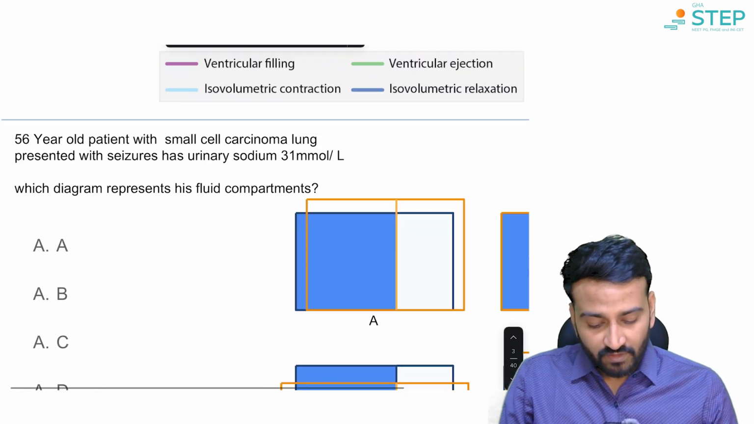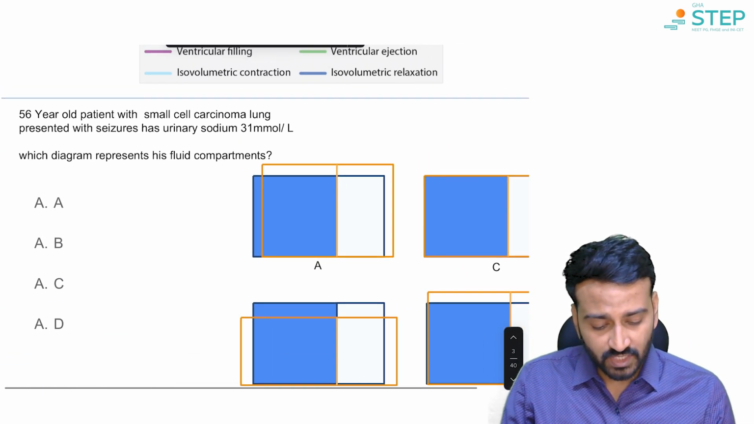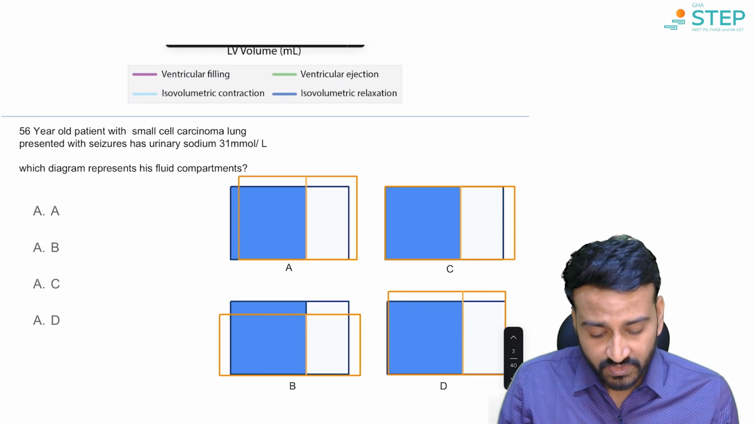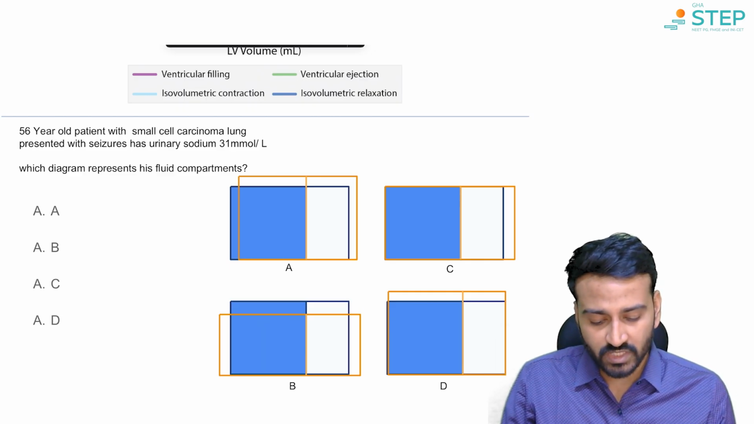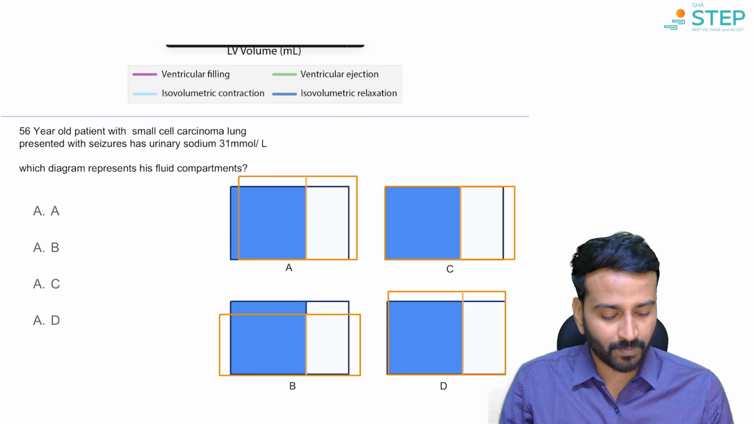Next, a 56-year-old patient with small cell carcinoma lung presented with seizures and has urinary sodium 31 millimoles per liter. Which diagram represents his fluid compartments?